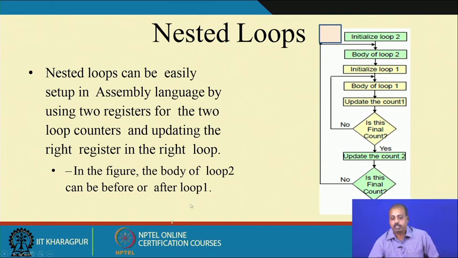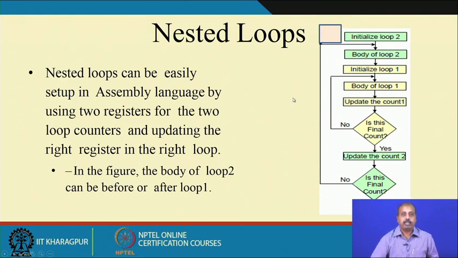So, we initialize loop 2, then this is the body of loop 2. In the body of loop 2 we initialize loop 1, and we have a body of loop 1. Then we update the counter for the inner loop, and check if this is the final count. If it is no, it goes back and the inner loop is repeated. If it is yes, then the counter for the outer loop is updated, and then we check whether the outer loop has reached the final count or not. If not, it will go here and do the next iteration of the outer loop.